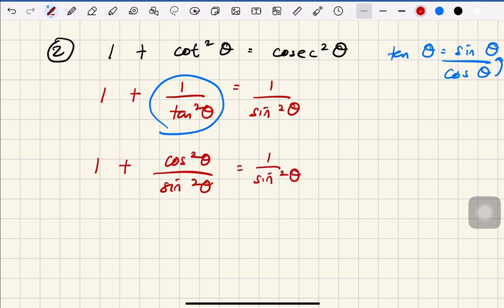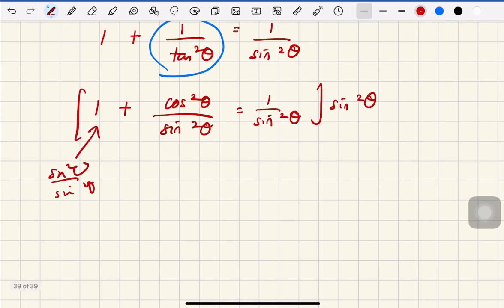And then you can see the light, we can straight away multiply with sine theta, or you want to do like the method earlier, where you put this as sine squared theta, also can. So I just straight away multiply with my sine squared theta, it becomes sine squared theta plus cos squared theta equals to 1. So another one proven.